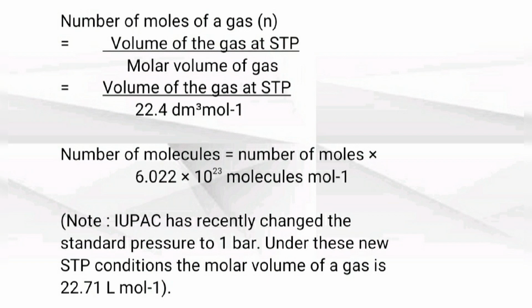Here one note is there. The IUPAC system has recently changed the standard pressure to 1 bar, meaning up to now we were using 1 atmospheric pressure, but now we can use 1 bar. Under this new STP condition, the molar volume of a gas becomes 22.71 liter per mole.